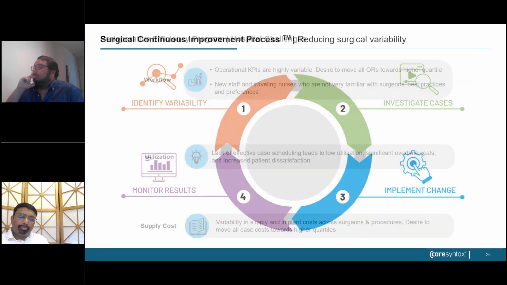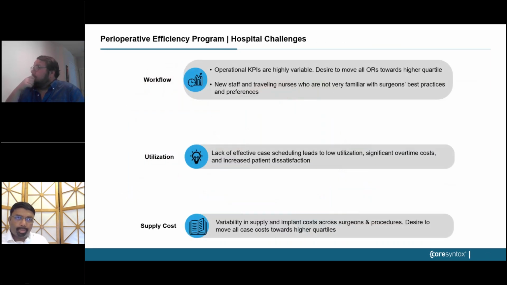So with that, let's go a little deeper into preoperative efficiency, because this ties in perfectly with what the audience was talking about in terms of knowing that there's a lot of variability in their operational KPIs. It's almost like this was scripted. Interesting. So it was not, but I'm glad that we aligned there.